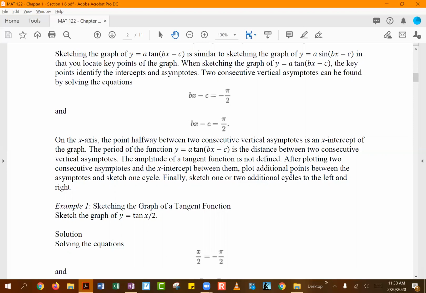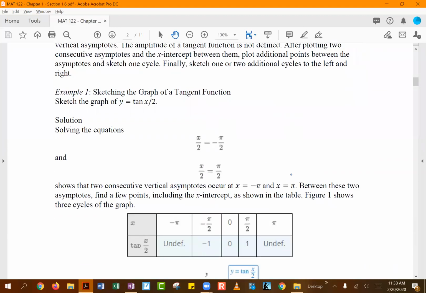And then they're basically saying once you get your 2 vertical asymptotes, you find halfway between them, your x-intercept. Then you can find additional points so you get that nice smooth shape of your tangent function here. And then of course, sketching your additional cycles based on that.